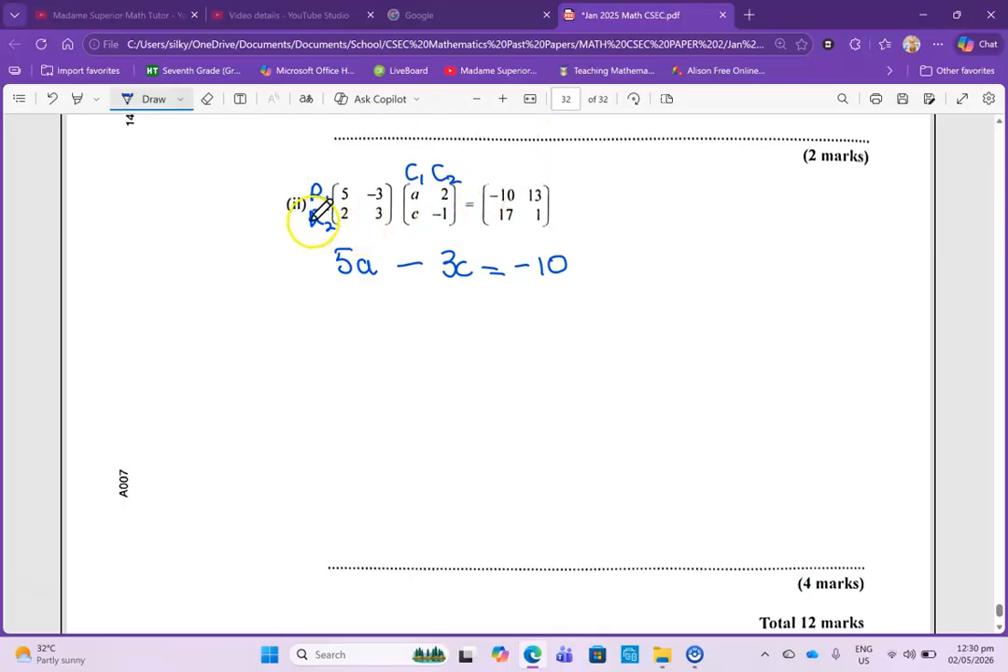Let's find another one. If I multiply row 2 by column 1 this time, that will be 2 by a plus 3 by c, which will give me the other number, 17.